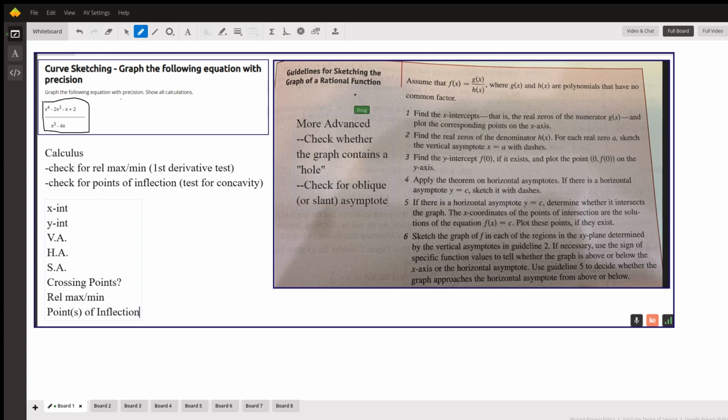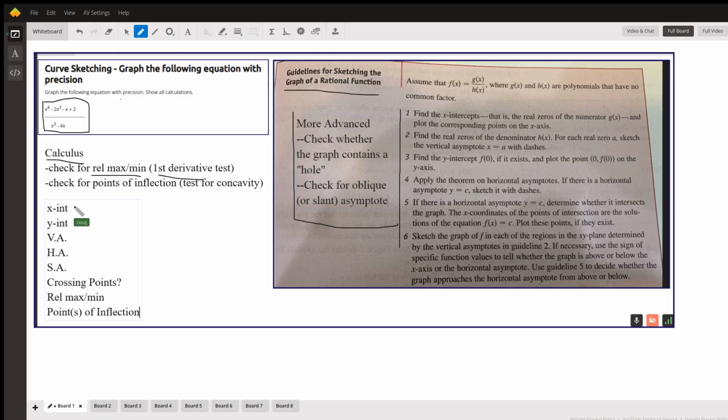Here are some guidelines for graphing a rational function. These are the basics right here. There's some more stuff that you can do. You can check to see whether the graph contains a hole, which we're going to check on the next board. You can check for an oblique or slant asymptote. And if you're using calculus, you can check for relative maximums or minimums using the first derivative test, and you can check for points of inflection, test for concavity by finding the second derivative.